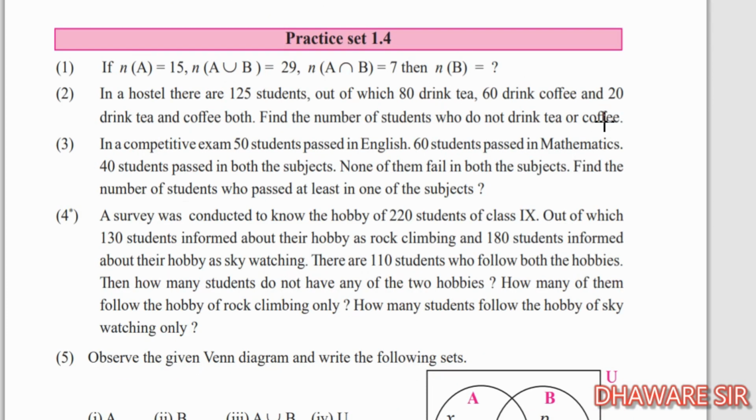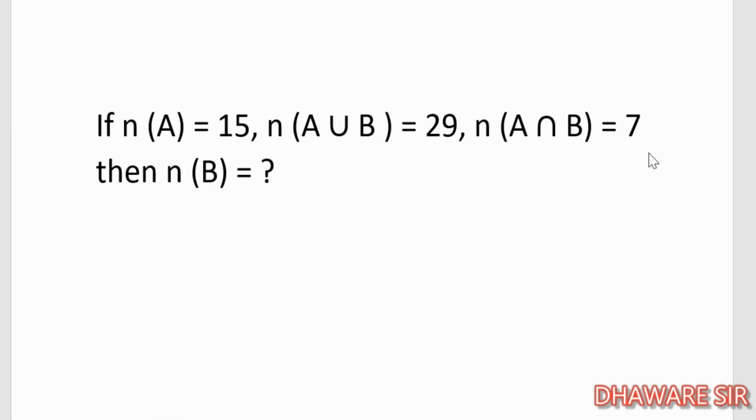Let us see some word problems. n of A is equal to 15, n of A union B is equal to 29, and n of A intersection B is equal to 7. Then find n of B. They have given something like this example. Let us see how we can solve it. What they have given in the example: n of A is equal to 15, n of A union B is equal to 29, n of A intersection B is 7. And we are going to find n of B.